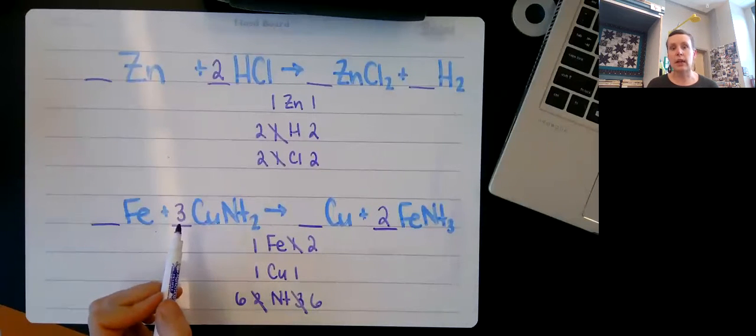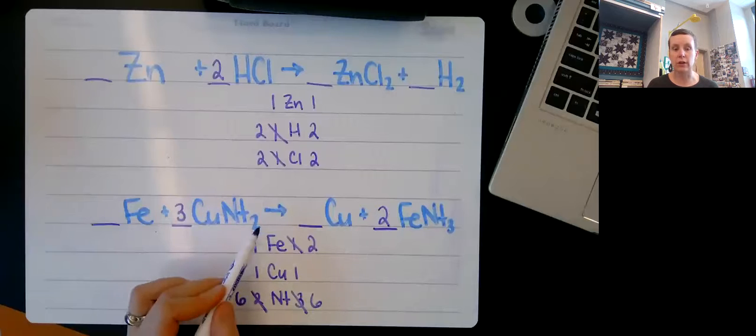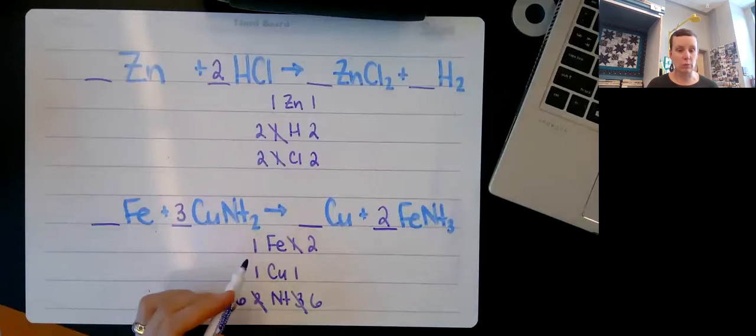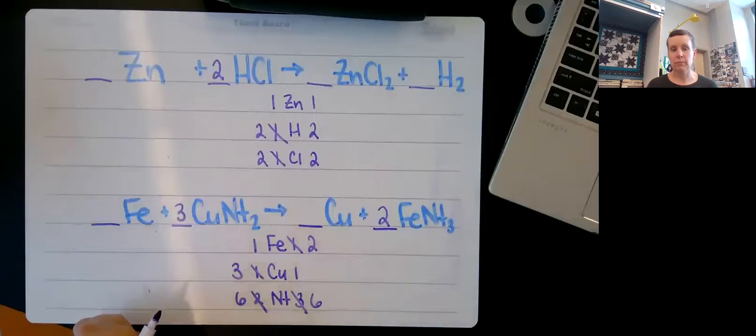Now, what else did I multiply with that 3? Well, the copper, because copper is part of this compound, and this 3 multiplies this entire compound. So I have 3 times 1 is 3 coppers. Okay. So I fixed my nitrate, but I messed up my copper and I messed up my iron. So now I have to go fix those.